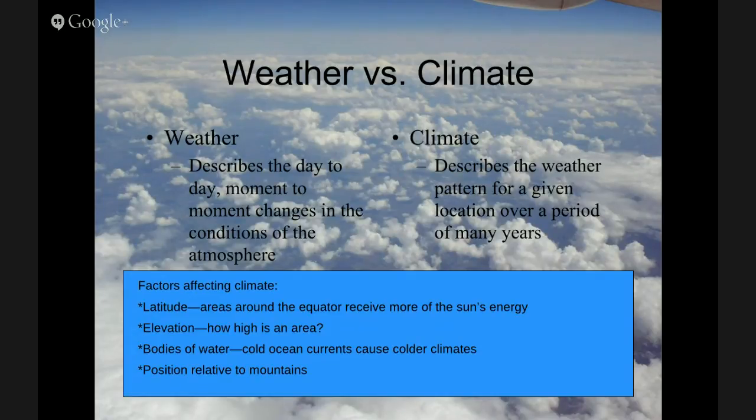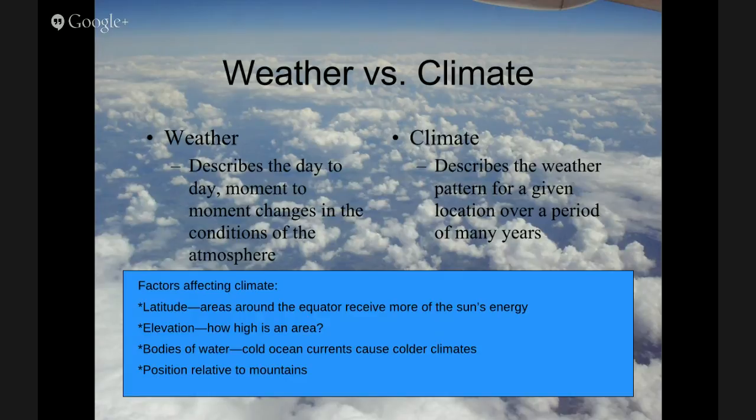Latitude. We remember that latitude are lines, imaginary lines on the globe that tell us how far north or south we are. Elevation tells you how high an area is, so altitude. Bodies of water. Cold ocean currents cause colder climates, and then warm ocean currents cause warmer climates. So if we remember back to a few slides ago, we learned that in Virginia, our climate is a little bit warmer than normal because of the Gulf Stream. The Gulf Stream brings up warm water from the south.